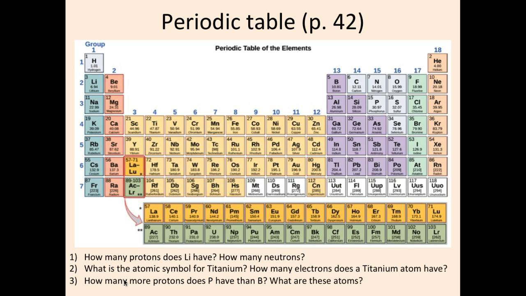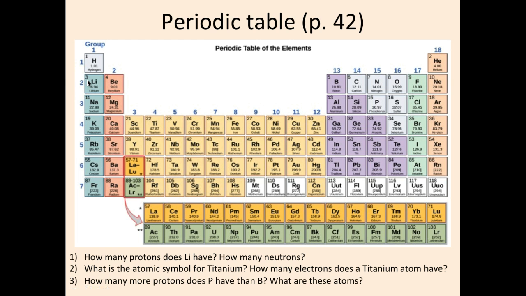As we look at the periodic table, and in your OER textbook, this periodic table is listed on page 42, we can learn some things about each of the atoms. So how many protons does Li have? If we go up into group 1, and this is period 2, we see the Li here, and this is the element lithium. How many protons does it have?